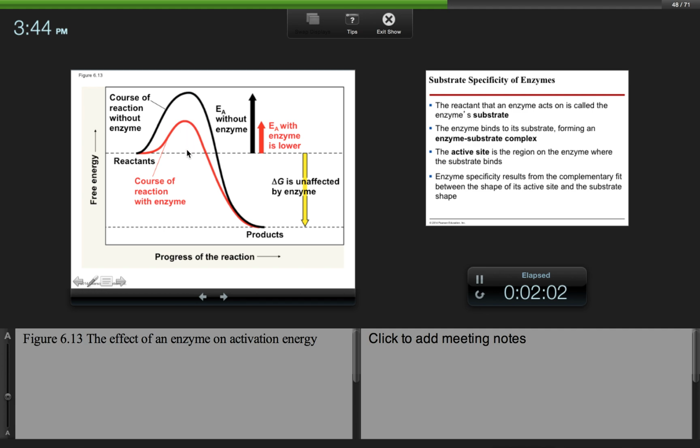Well, this would be the activation energy without an enzyme. And then if you add an enzyme to the reaction, it lowers the hill that the reaction needs to get over in order to proceed.